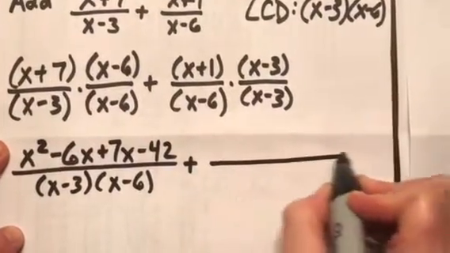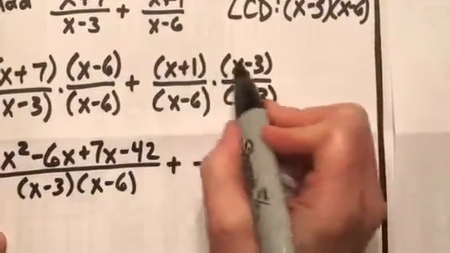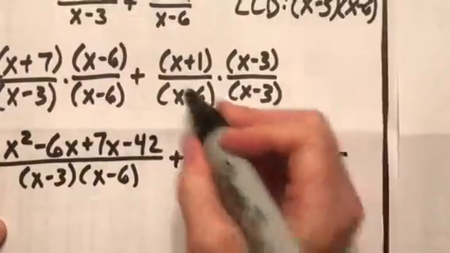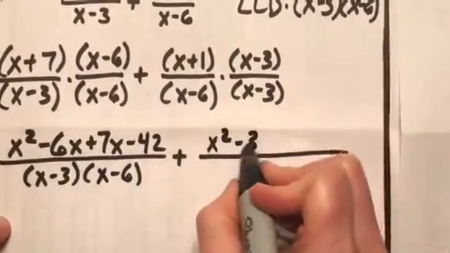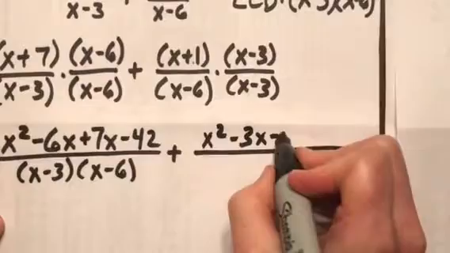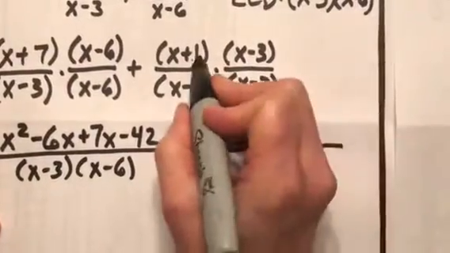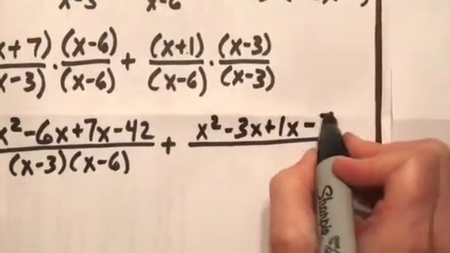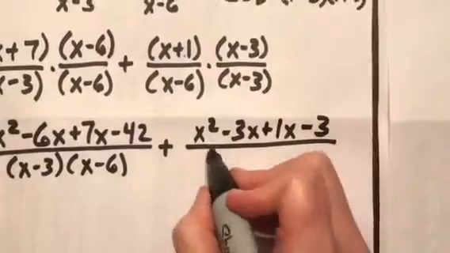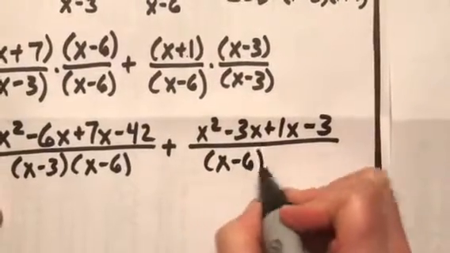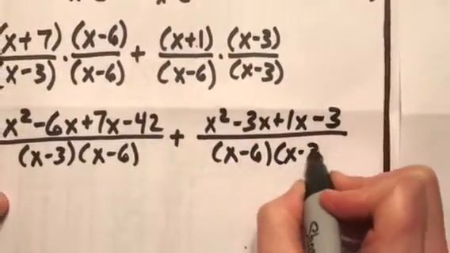Plus my second fraction. The x times the x is x squared. X times negative 3 is negative 3x. 1 times x is 1x. And 1 times negative 3 is negative 3. And that's over x minus 6, x minus 3.